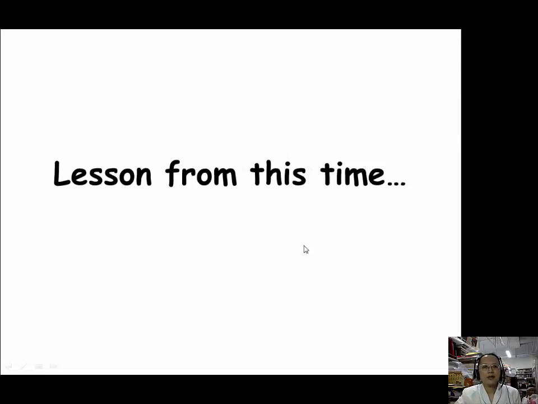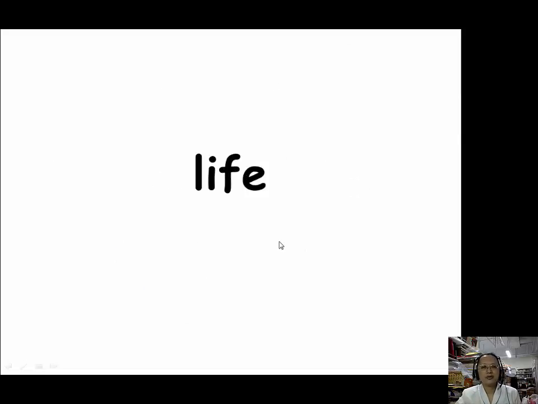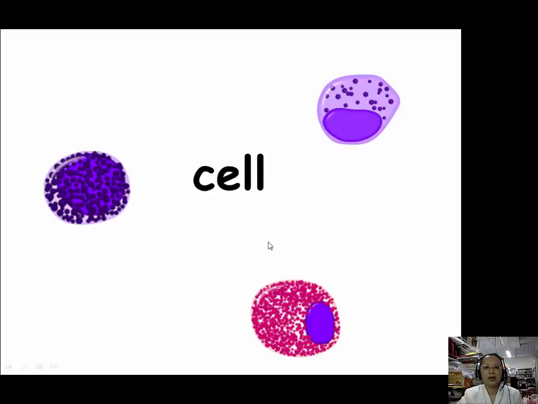We finished the first part of lesson 16. Now let's review what we learned today. For life, we have 3 prefixes: bio, B-I-O, vivi, V-I-V-I, and zoo, Z-O-O. For describing things that are alive, we have 1 prefix, vivi, V-I-V-I. For cell, we have 1 prefix and 1 suffix. The prefix is C-Y-T-O and the suffix is cyte, C-Y-T-E.